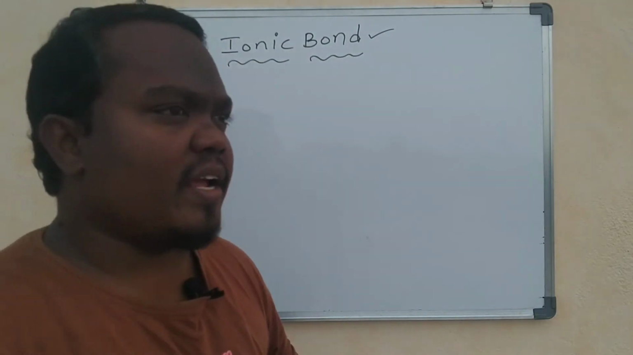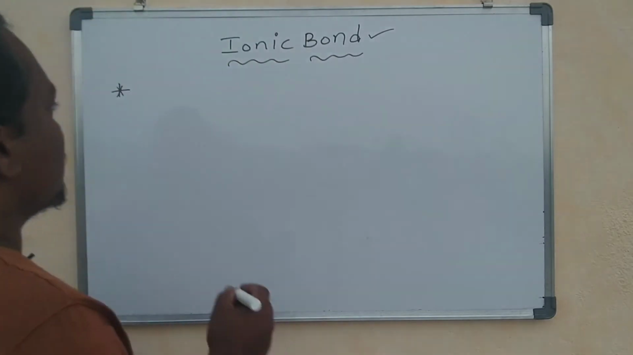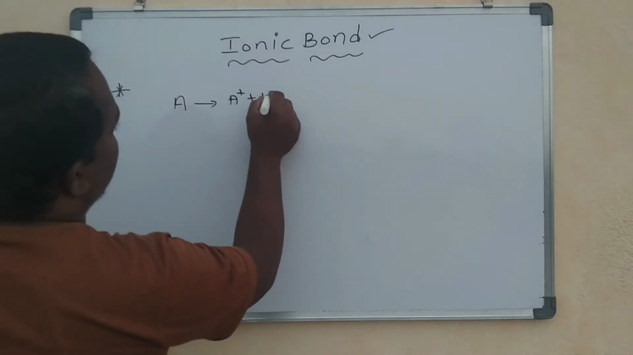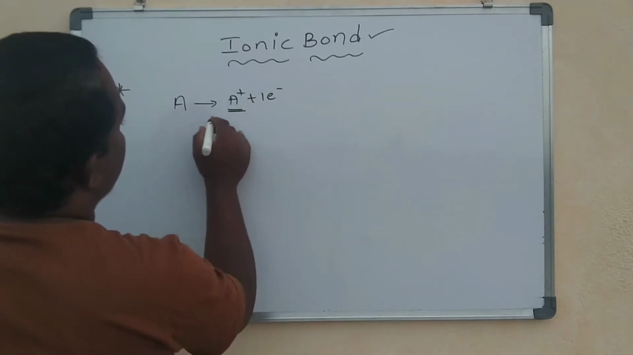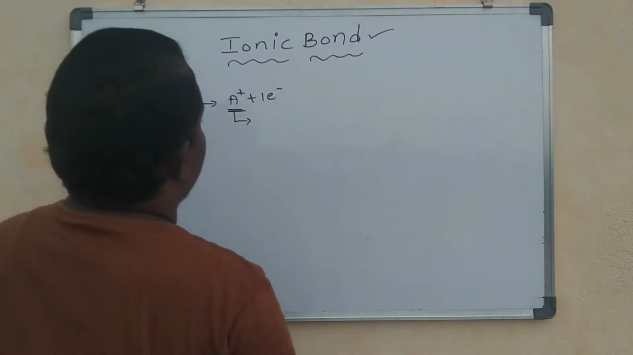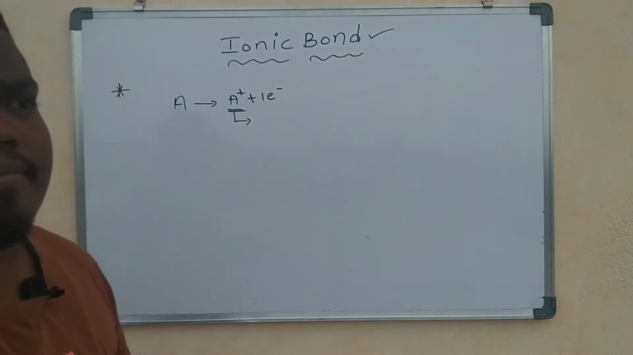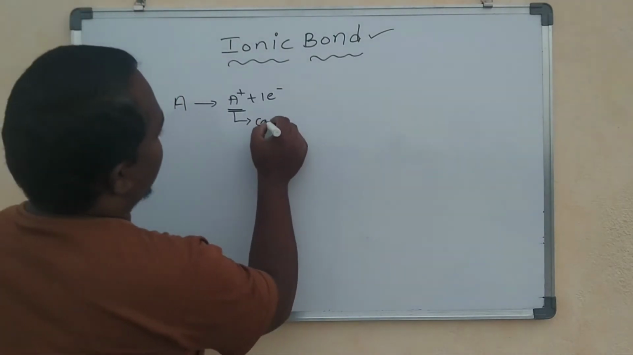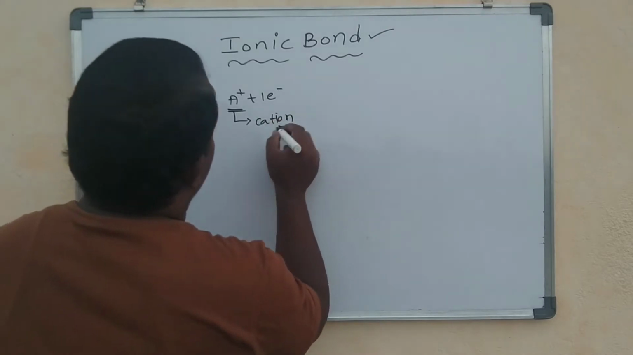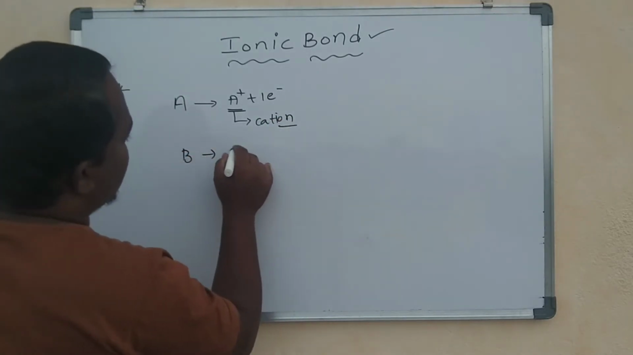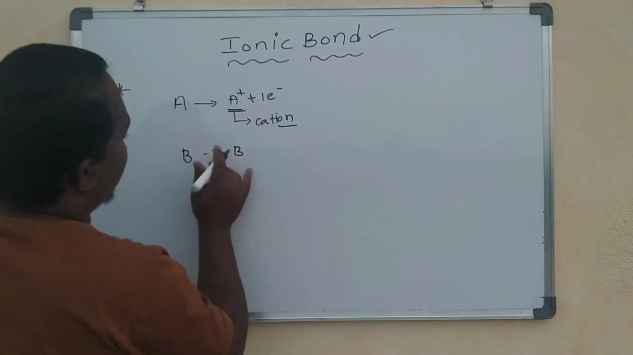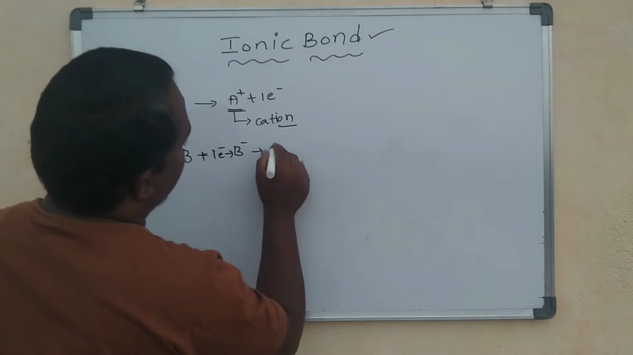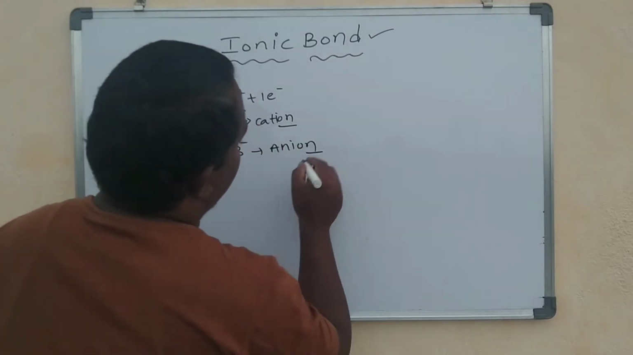To form a cation we require a metal atom. Let me take an atom A. A loses one electron and forms a cation. So a metal atom forms a cation. When we take a non-metal atom, by gaining an electron it forms an anion.